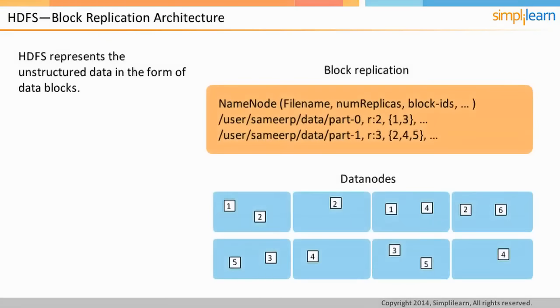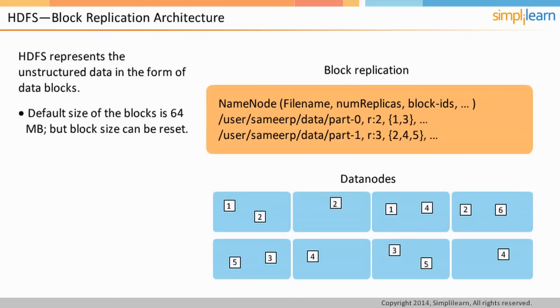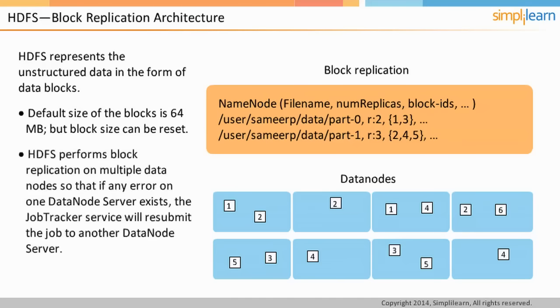In HDFS, unstructured data is represented in the form of data blocks. The default size of the blocks is 64 megabytes. However, block size can be reset by the user or the administrator. HDFS performs block replication on multiple data nodes so that if any error exists on one data node server, the job tracker service, which is present in the name node server, will resubmit the job to another data node server. Block replication refers to the creation of replicas of a block in multiple data nodes.